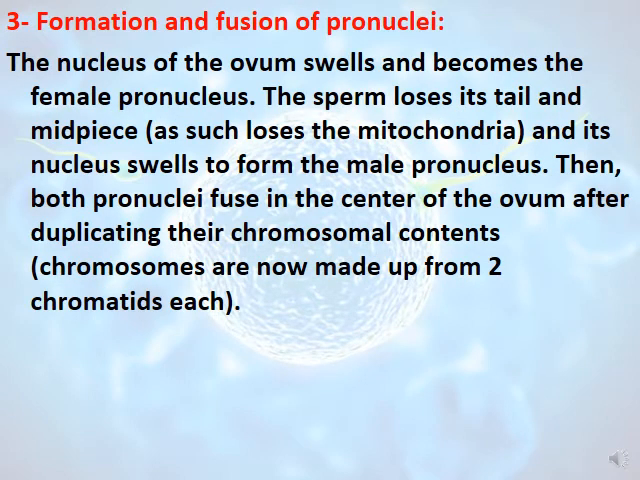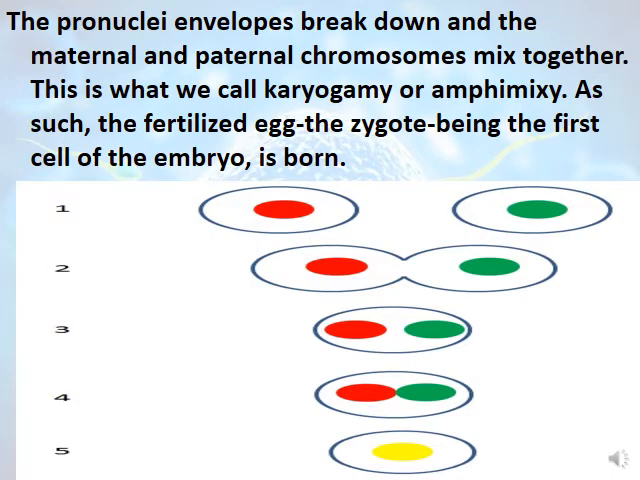Third step is the formation and fusion of pronuclei. So the nucleus of the ovum will swell and become a female pronucleus. The sperm loses its tail and its midpiece, and its nucleus swells to form the male pronucleus. The male pronucleus and the female pronucleus fuse in the center of the ovum after duplicating their chromosomal contents. This is what we know as karyogamy.